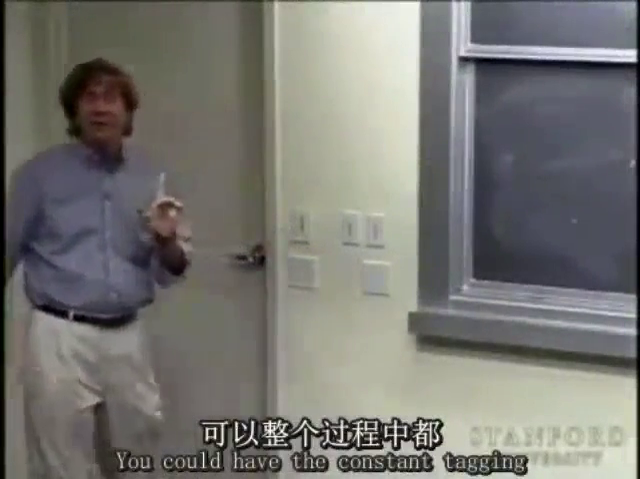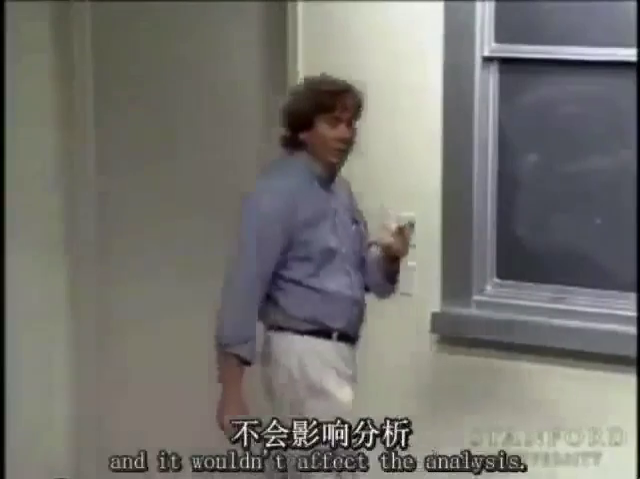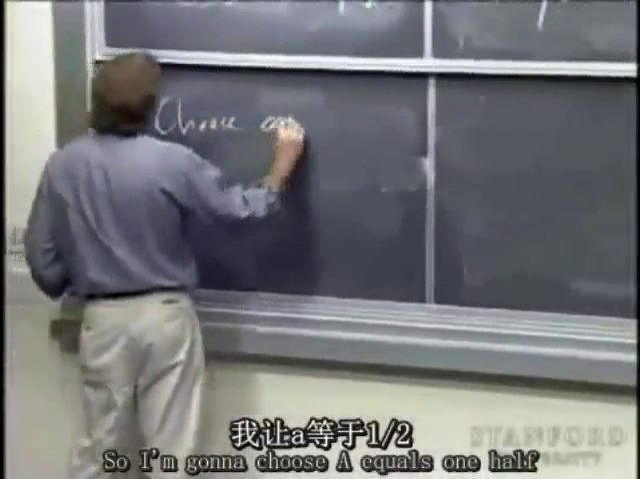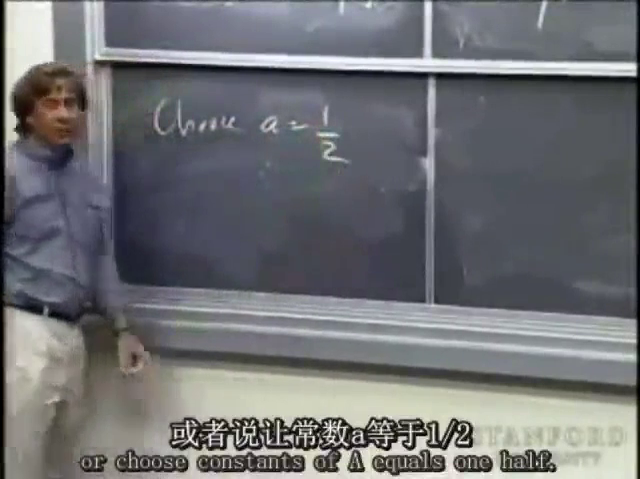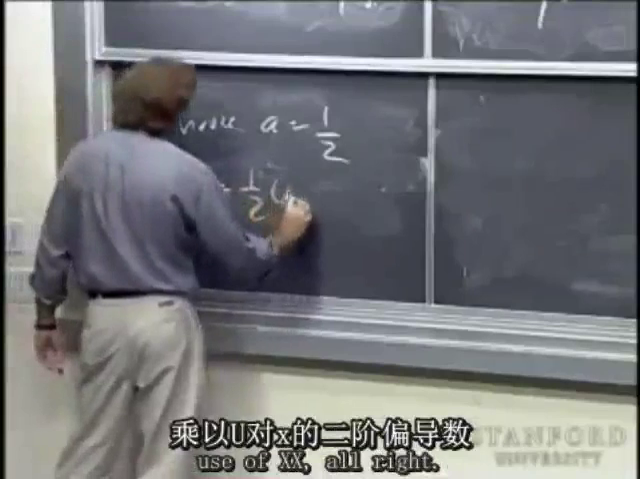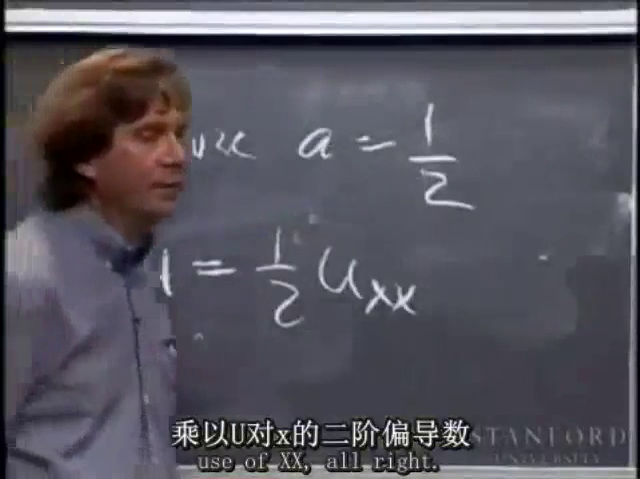You could have the constant tagging along in the whole thing. It wouldn't affect any of the analysis. So I'm going to choose A equals 1/2, or choose the constant so that A equals 1/2. So the equation looks like U sub t is equal to 1/2 U sub xx. All right?